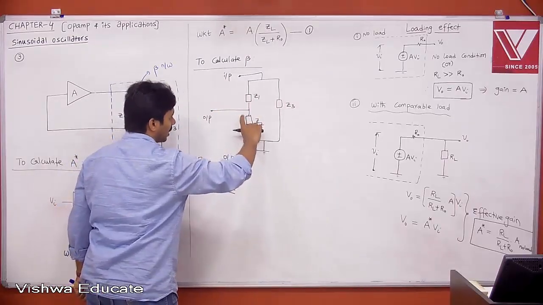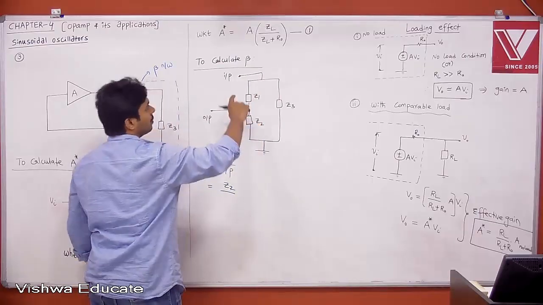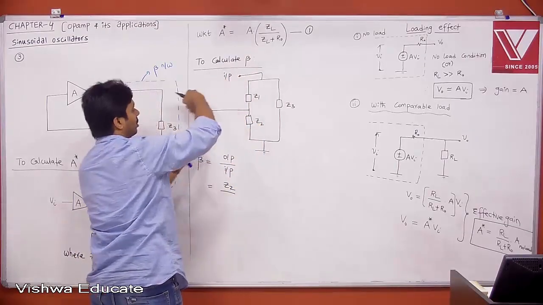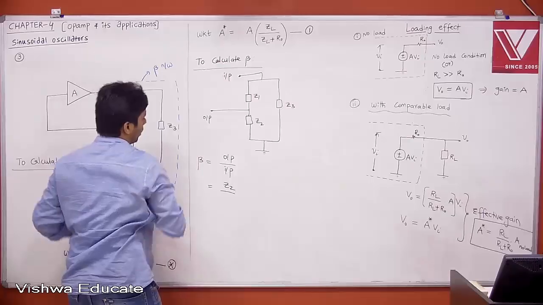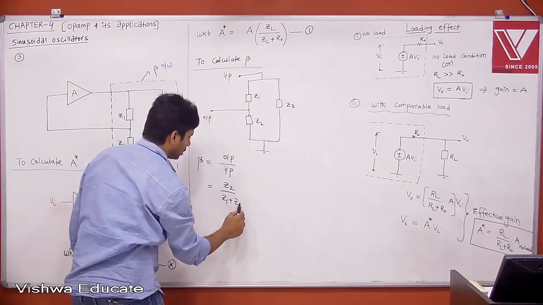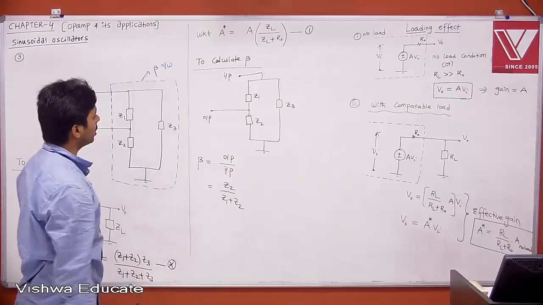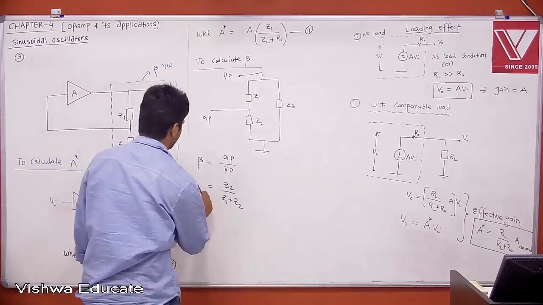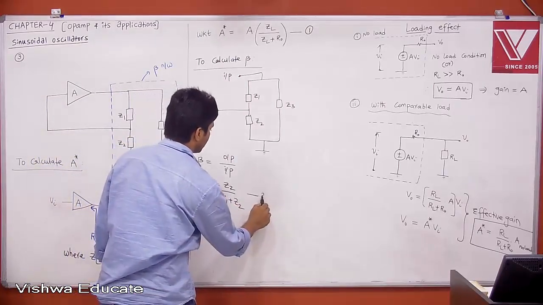Whatever voltage you have across Z2 with respect to the input voltage, that is nothing but your output voltage. That is what you are feeding back to your amplifier. Therefore, Z2 divided by Z1 plus Z2. Therefore, we got to know beta also. This is your beta, equation 2.